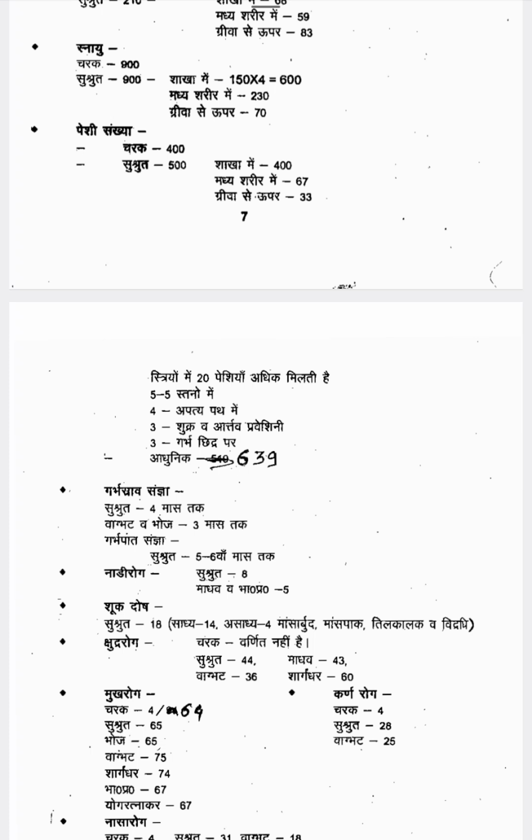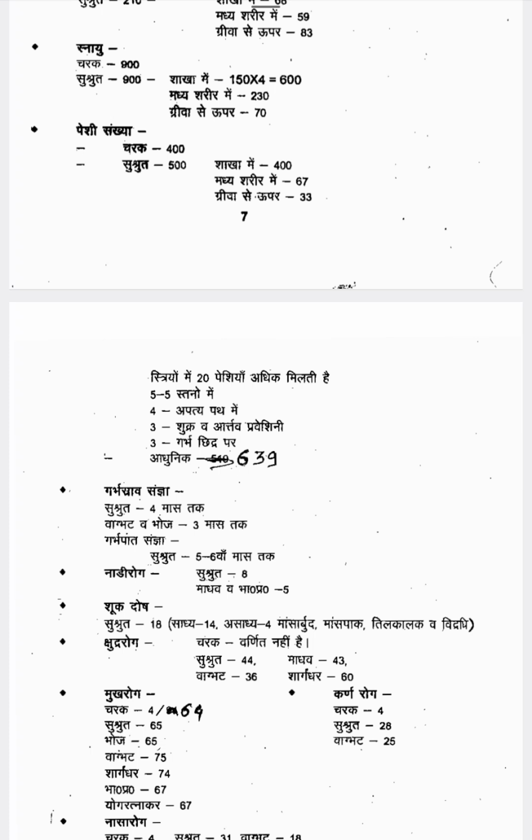Okay, in each breast 5 muscles are there, and 4 are present in the Apatya Pada, and 3 are present in the Shukra Artava Praveshini, and the remaining 3 are present in the Garbha Chitra. Okay, so this distribution is very, very important. So extra 20 muscles are there. That is very, very important. Okay, they used to ask about the 20 muscles, and the distribution of the number also they used to ask. So among all the things, this is much more important.